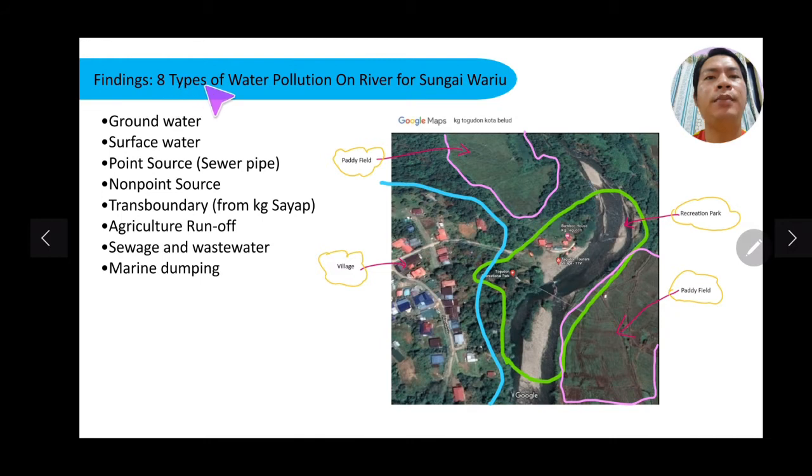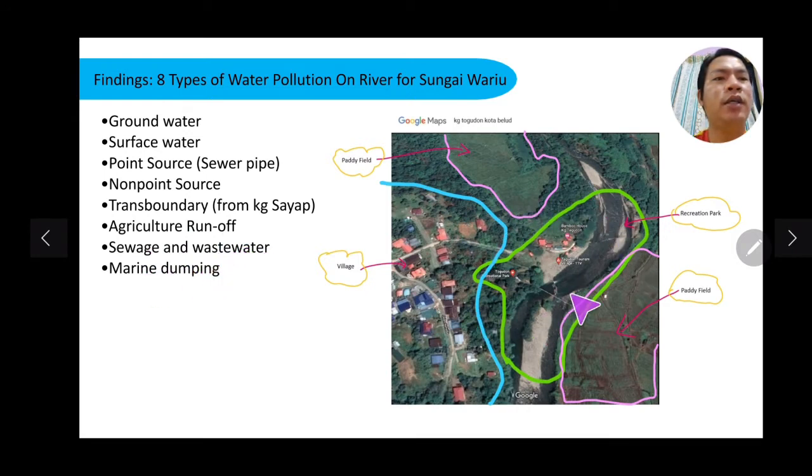Findings: 8 types of water pollution on river for Sungai Wariu: groundwater, surface water, point source, sewer pipe, non-point source, transboundary from Kampung Sayap, agriculture runoff, sewage and wastewater, marine dumping.